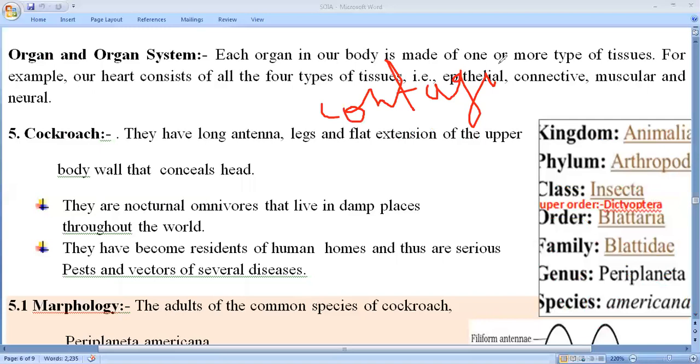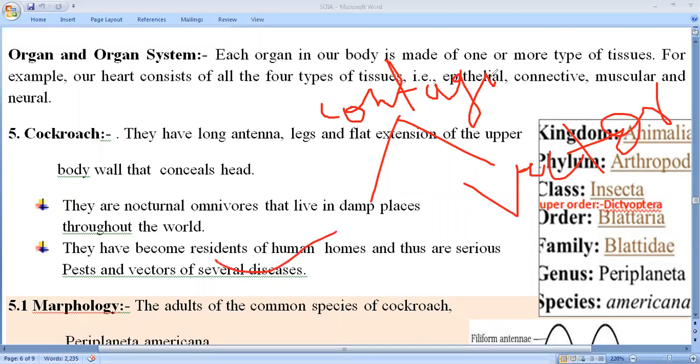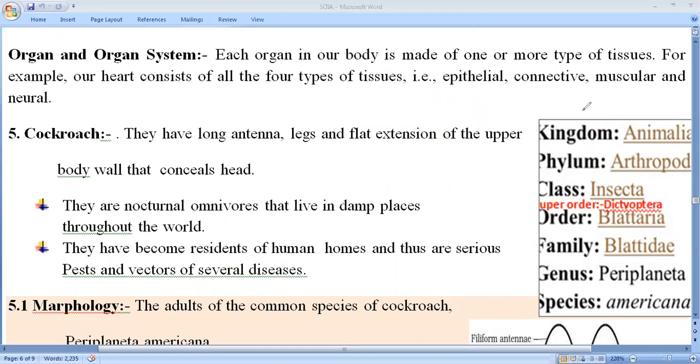But sometimes contagious diseases are of two different types. One is directly transmitted if you touch another, and in the other, a vector plays a very important role. Vectors are also involved in the transmission of these diseases. Clear? So here they have given that it acts as a vector. Next, they have given the morphology of the cockroach.